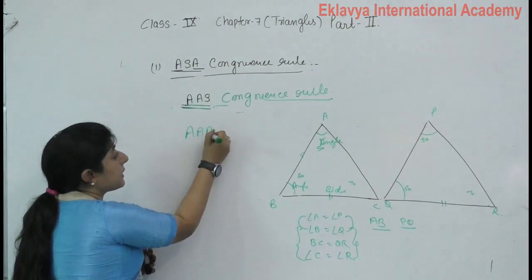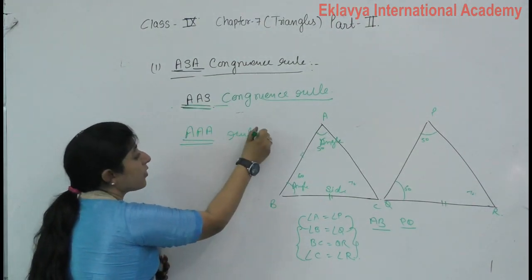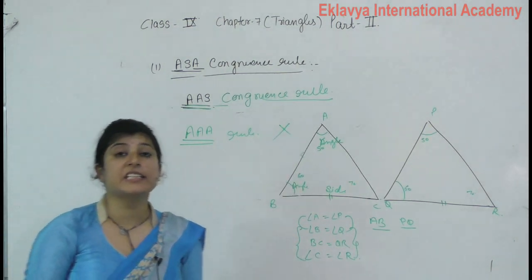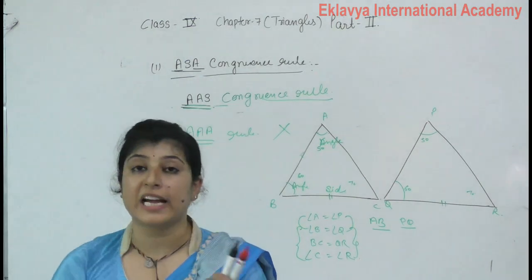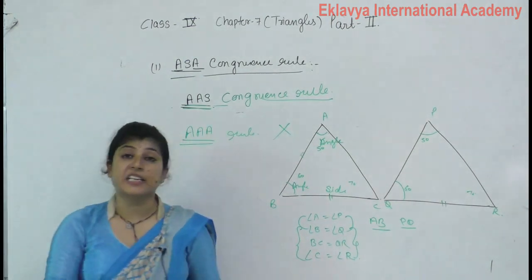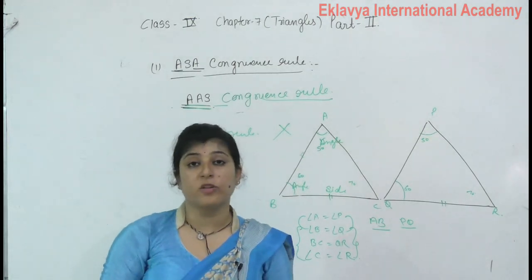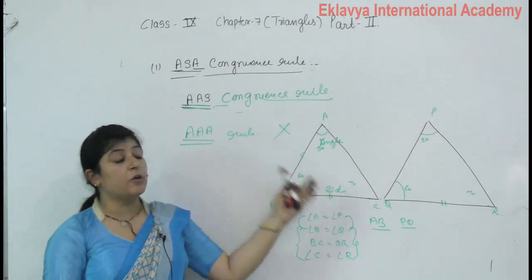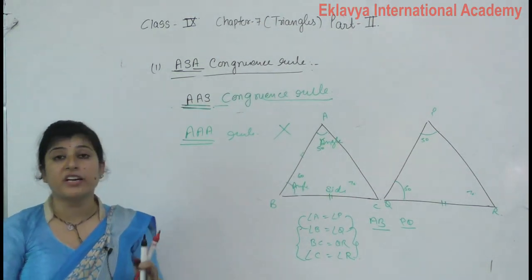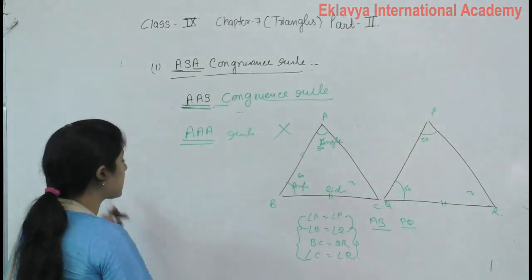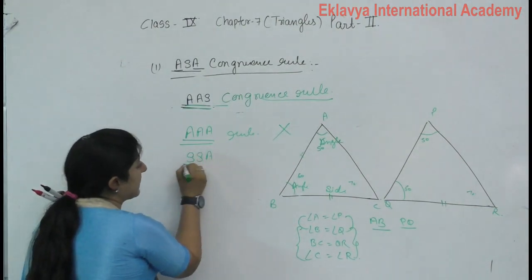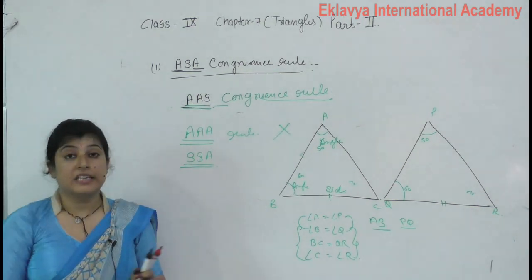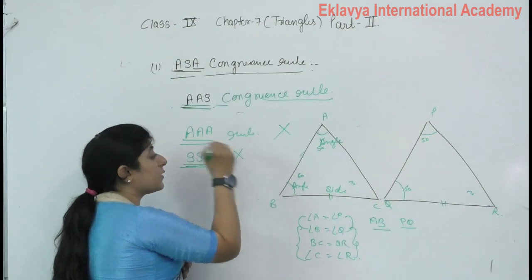Can we apply the AAA rule here as a congruency rule? No. It is not necessary that in two triangles, if all angles are equal, then their corresponding sides are also equal. We can't prove it. We can't follow the AAA rule for the congruency of a triangle. Next, can I follow the SSA rule? No, we can't. We can't apply the SSA rule also.